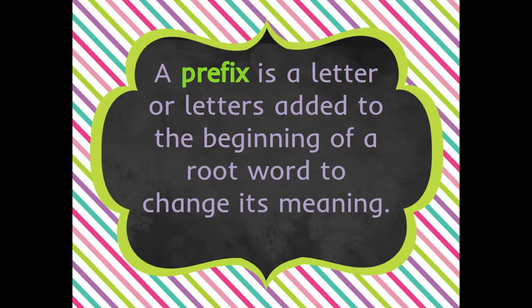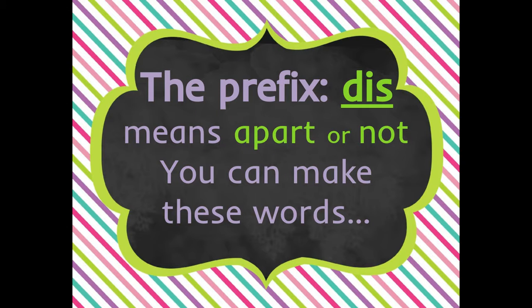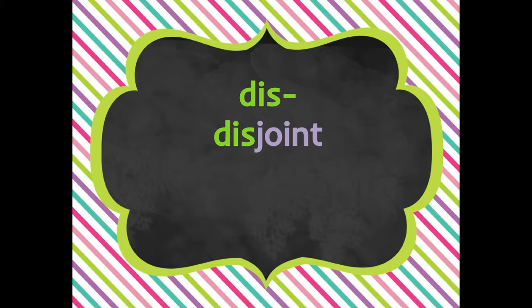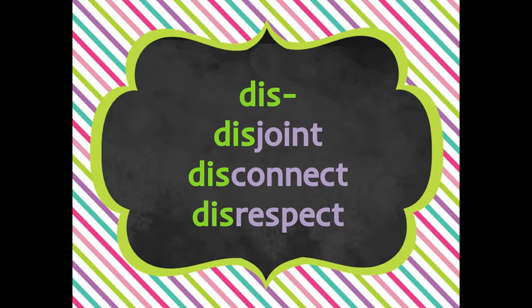So the first prefix we're going to look at is dis. The prefix dis means apart or not. You can make these words using dis. Disjoint, disconnect, and disrespect. As you see, our prefixes are highlighted in green to show where we have placed it with our root word. If we look at the word disrespect, we now know that the prefix dis means not. So disrespect is not showing respect.